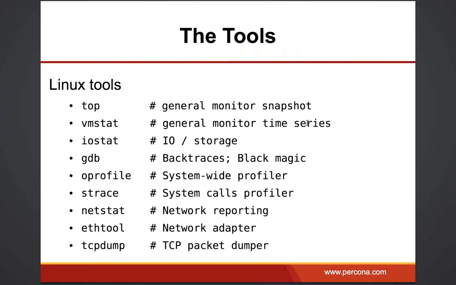GDB allows us to grab backtraces and to do other black magic. oprofile is a system-wide profiler that allows us to see which functions are being called the most often. strace allows us to trace the system-level calls, and this is very useful. It has unlimited uses. netstat and ethtool are tools that come in handy when we have networking issues. And tcpdump allows us to do all sorts of magic, also at the networking level.